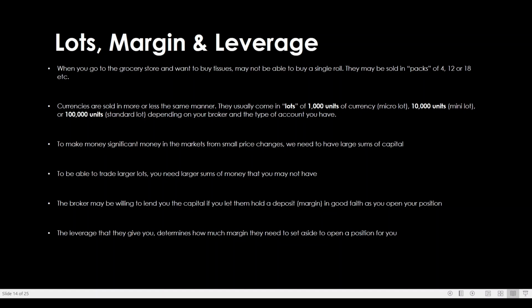So currencies are sold in more or less the same manner. They come in lots. You may have 1,000 units, which are called micro lots, or 10,000 units, which are called mini lots, or 100,000 units, which are called standard lots. So depending on your broker and the type of account you have, when you buy, you may be buying a micro lot of currency, a mini lot, or a standard lot.